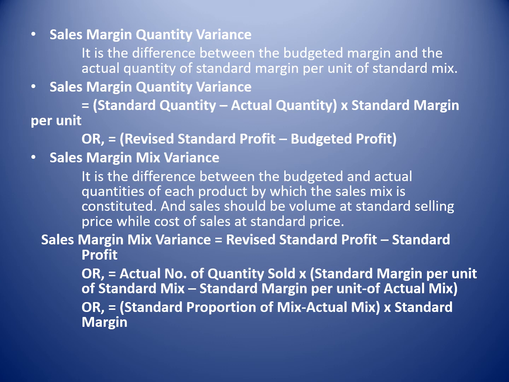So sales margin mix variance equals revised standard profit minus standard profit, or actual number of quantities sold into the difference between standard margin per unit of standard mix and the standard margin per unit of actual mix, or it also can be calculated using this formula: standard proportion of mix minus actual mix into standard margin.